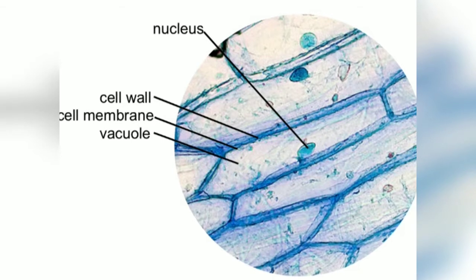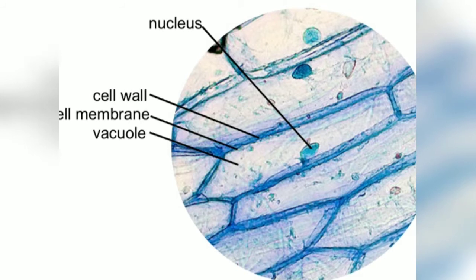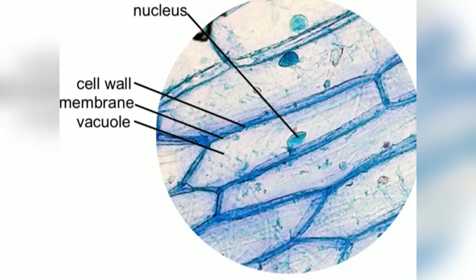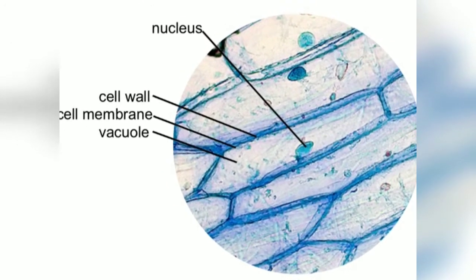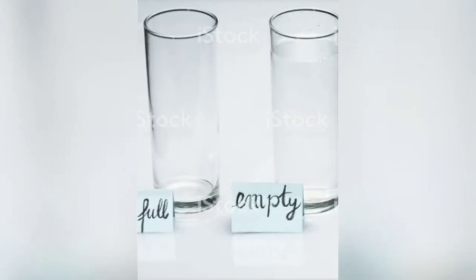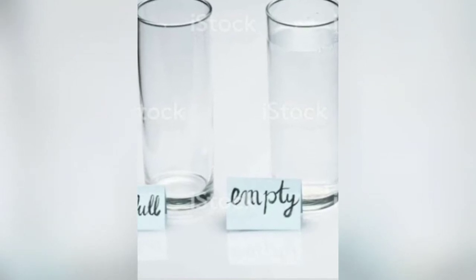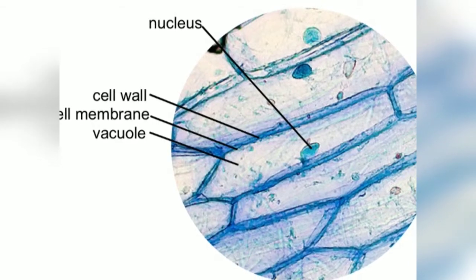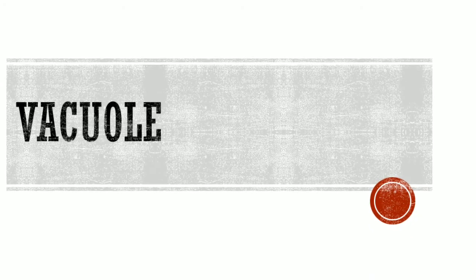If we look under the microscope, we are able to see nucleus, cell wall, cell membrane, and lots of empty space. Actually, the space which looks like empty is not empty. Just like a glass of water. Sometimes if we look at a glass of water from a distance, it looks like empty, but it is not empty. In the same way, empty spaces present in plant cell are called vacuoles. Today, we will talk about these empty spaces present in cell.